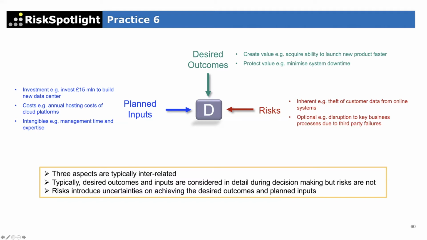But there are some risks which are optional, where you can decide whether you want your organization to be exposed to that risk. So if you were making an outsourcing decision, you can decide whether you want the risk of disruption to your process due to your third-party failures. Because if that risk is high, then you may want to execute the process in-house rather than giving it to your third party.